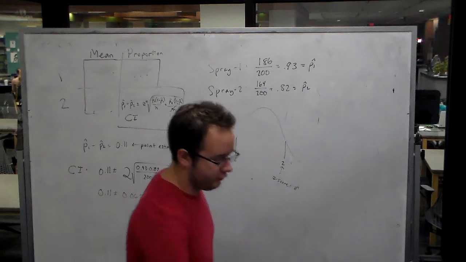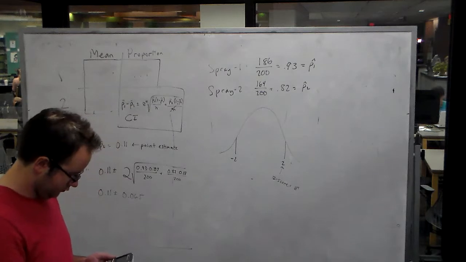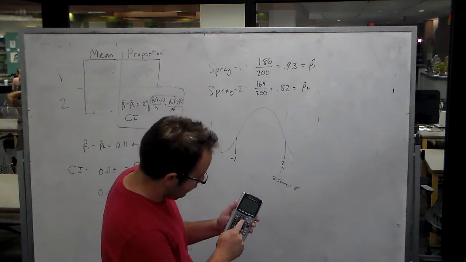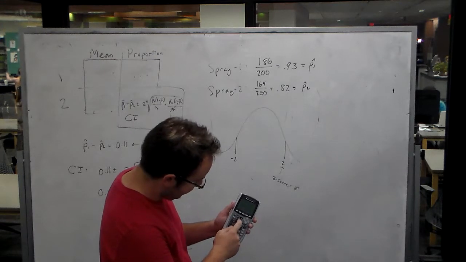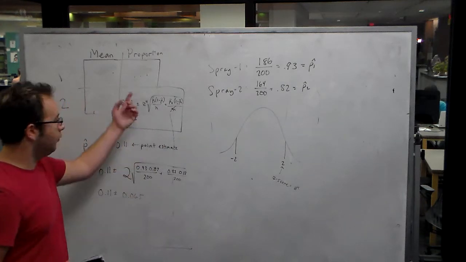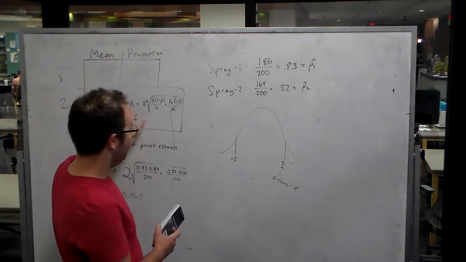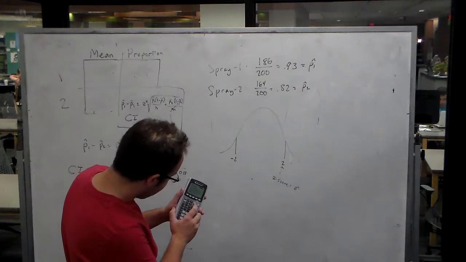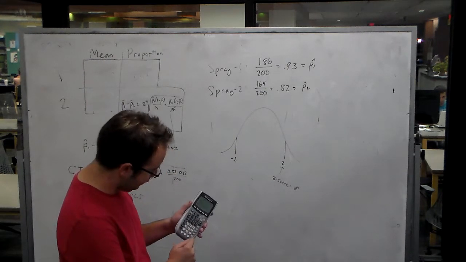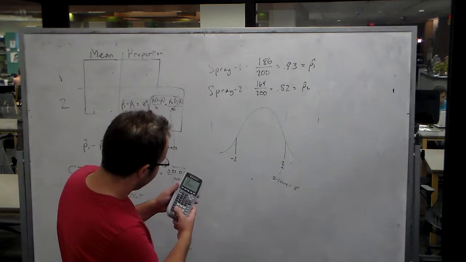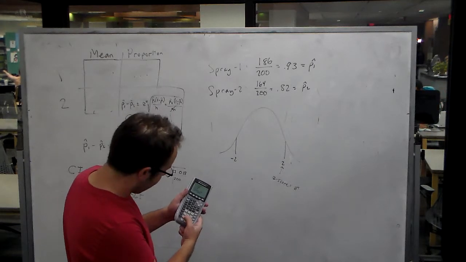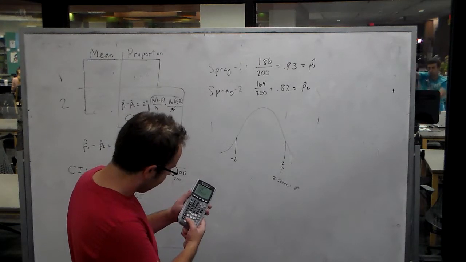Now I want to show you another way you can do this. Watch carefully. If you have a TI-84 or TI-83, you can go to Stat, Tests. Is this a proportion or mean? This is a proportion. We're dealing with a p, and in fact there are 2 proportions. So scroll down to 2-proportion z interval and hit Enter. For spray 1, we have 186 successes out of 200 trials. For spray 2, there were 164 successes out of 200 trials.